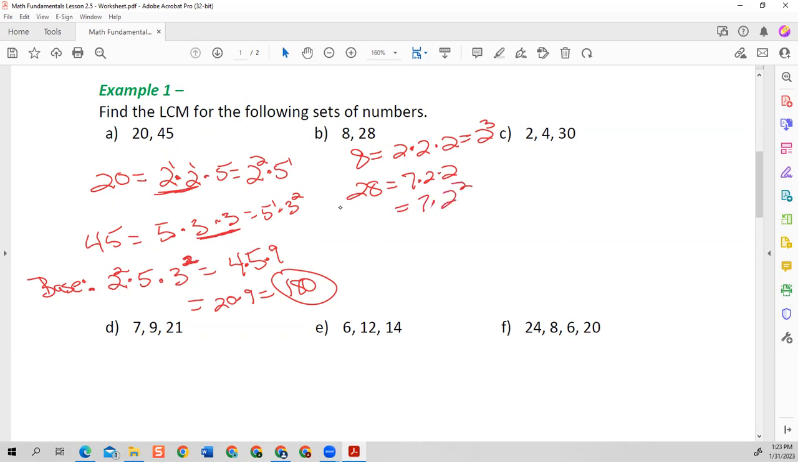So when I go through here, I'm going to have to figure out what the bases are. Well, we know we have a base of 2 and 7, and we're going to pick the one with the highest power. So the 2 cubed is the one we pick. And of course, we only have one 7, so we're just going to take that. That means we got 8 times 7. So the least common multiple that both those numbers will go into is 56. I'm going to let you do C, D, and E.